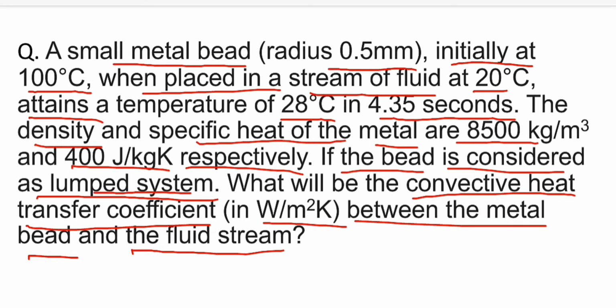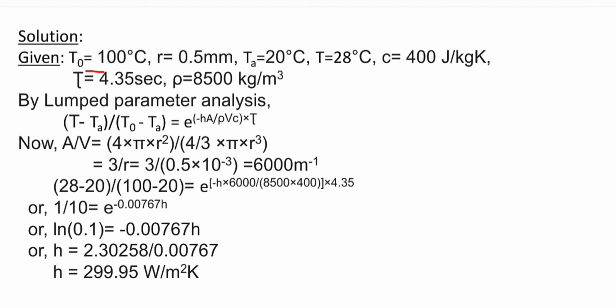So friend, I hope you have understood this question very well. Now let's go for the solution. Here T naught is the initial temperature of the metal bead, which is 100 degrees Celsius. The radius of the metal bead is 0.5 mm and the ambient temperature, that is the temperature of the fluid stream, is 20 degrees Celsius.